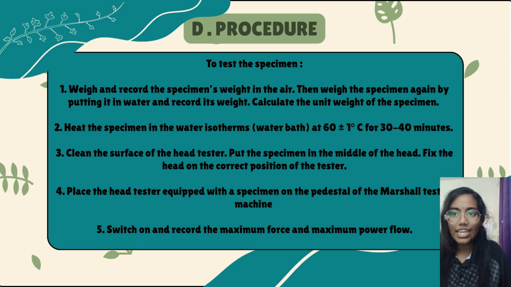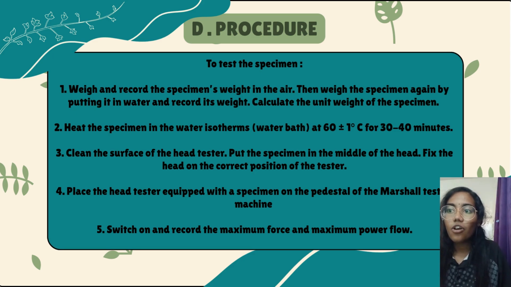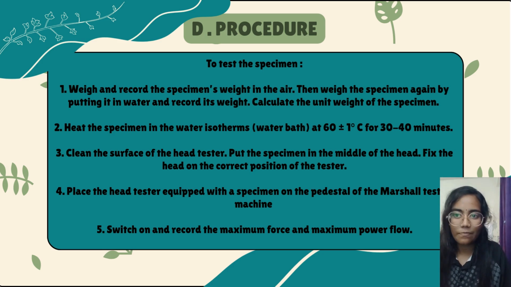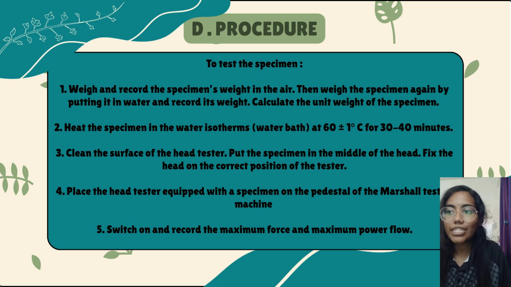Number 3, clean the surface of the head tester. Put the specimen in the middle of the head. Fix the head on the correct position of the tester. Number 4, place the head tester equipped with the specimen on the pedestal of the Marshall testing machine. Last, switch on the record, the maximum force and maximum flow.